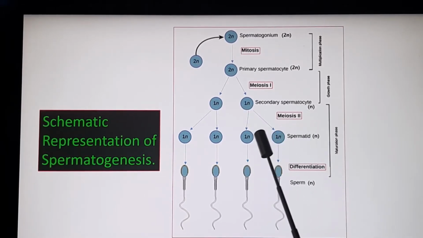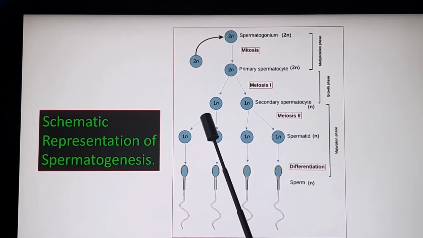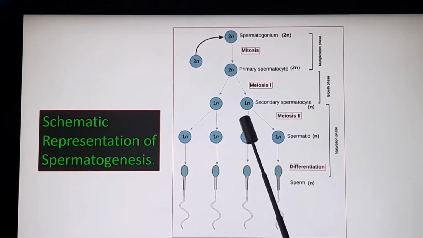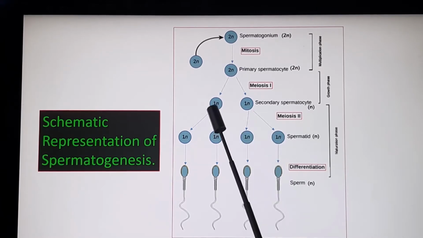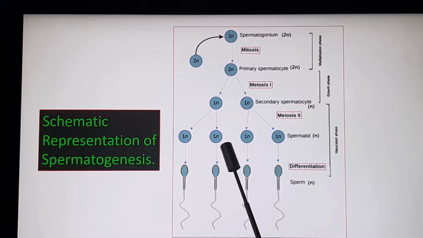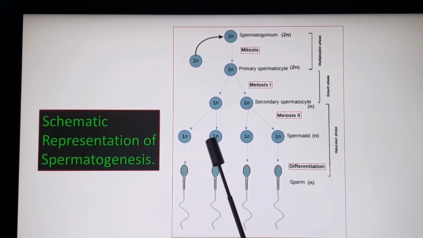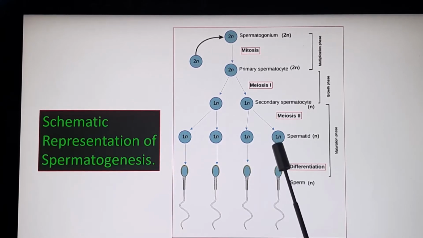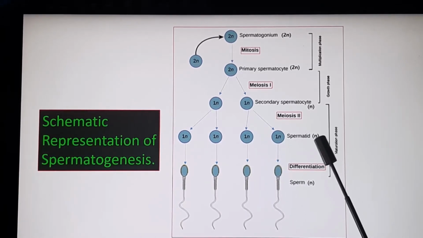The secondary spermatocytes undergo the second meiotic division. This cell is also dividing into two, and this one also dividing into two. The second meiotic division results in the formation of four haploid spermatids. These spermatids are non-motile.